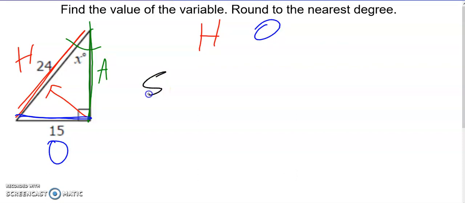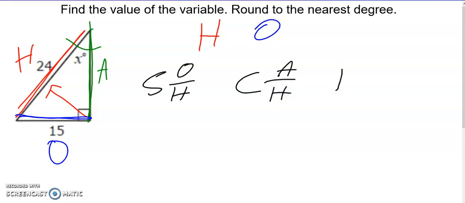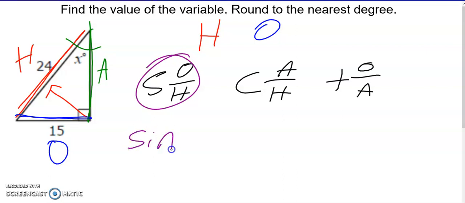So is this sine, because sine is opposite over hypotenuse? Is it cosine, which is adjacent over hypotenuse? Or are we going to use tangent, which is opposite over adjacent? Well, when we have these written down, we've got hypotenuse and we have opposite, which means we need to use sine. So how we write these down is we always say the sine of our angle equals opposite over hypotenuse.